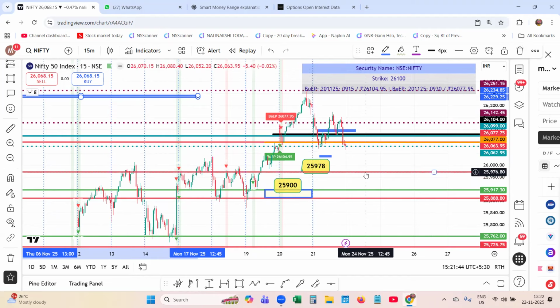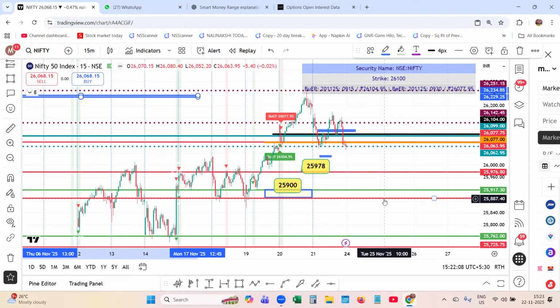Now this level will act as support for you. Only if it starts breaking below, this level comes into the picture. 25,917 to 25,887 will come into the picture. That is the beauty of this.